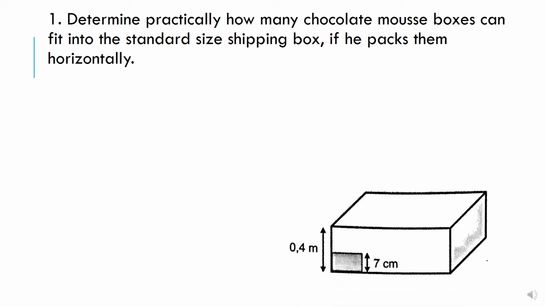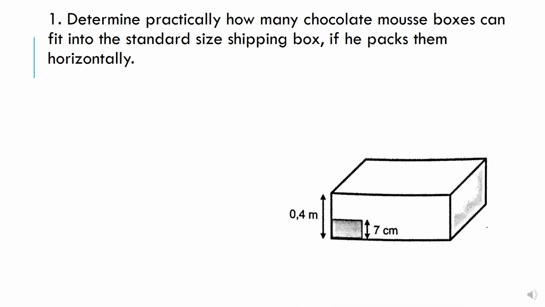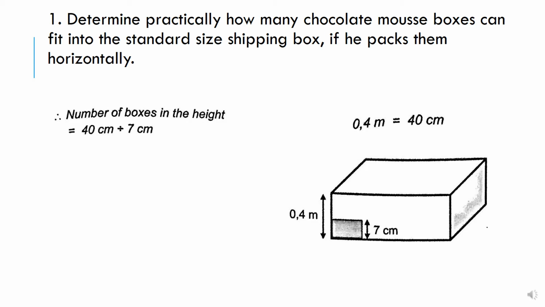And finally, how many of these boxes can we fit along the height of the shipping box? Again, they gave you the measurements in meters. Just convert that to 40 centimeters. So how many boxes can we stack on top of each other along the height of this shipping box? Again, we divide with the dimension of the shipping box, or sorry, the other way around. We take the dimension of the shipping box, which is 40 centimeters, and we divide it by the height, or the dimensions given on the product that is packaged inside the shipping box.